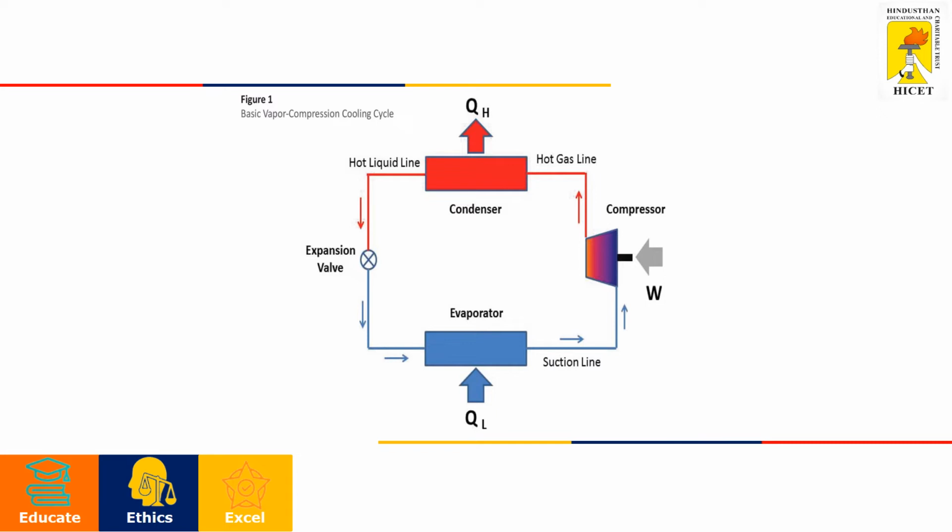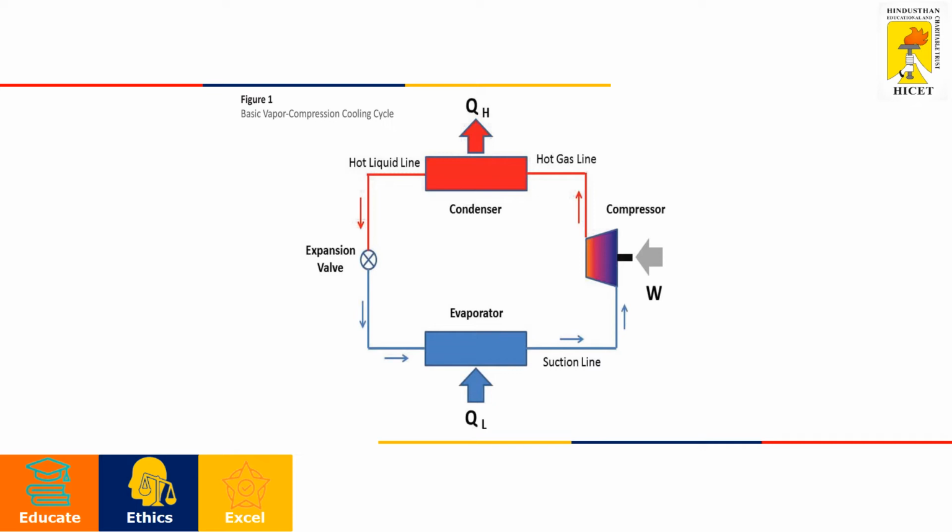So this is a very important topic, a very important cycle, which we need to know in order to understand the entire refrigeration and air conditioning units. This is the basic cycle. There are a number of cycles, but this is a very basic and very important cycle. It is called the vapor compression cooling cycle.